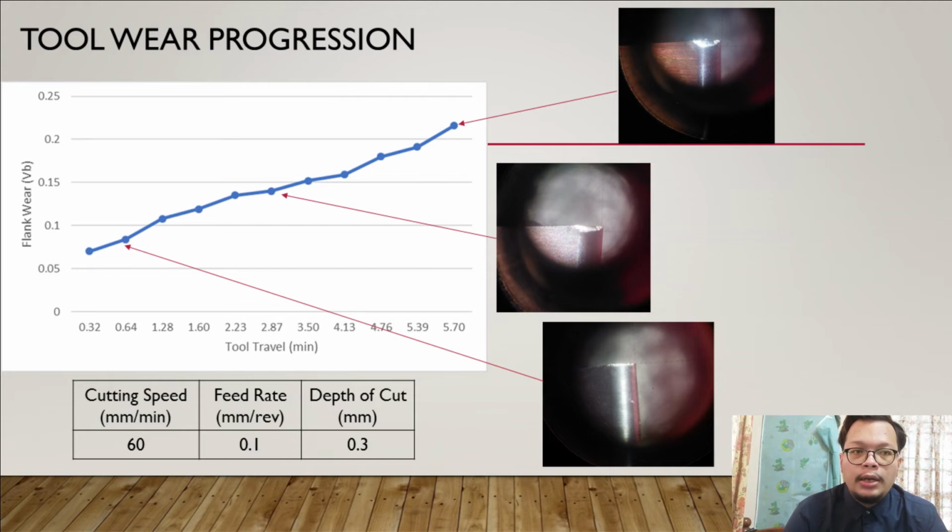Based on the figure and graph from the cutting parameters of cutting speed 60 m per minute, feed rate 0.1 mm per revolution, and depth of cut of 0.3 mm, the progression of wear involves three stages, namely early, middle, and final stage. Intense rapid wear is shown in the early stage, and the wear slowly increases at the middle stage. At the final stage, the rate of wear accelerates rapidly.